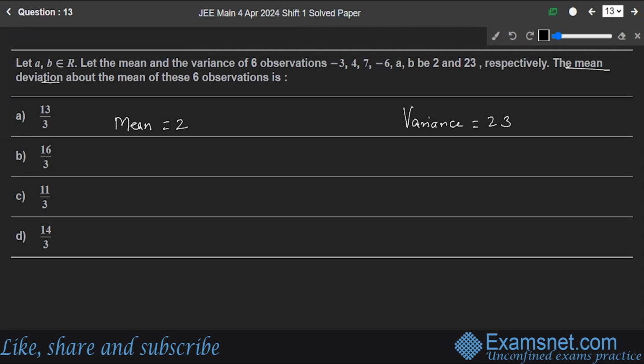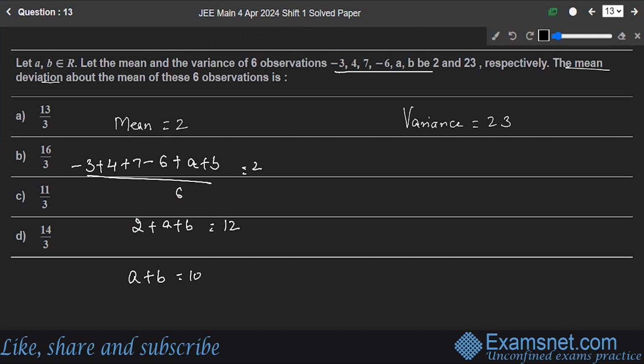So first thing, mean you are given, these are the 6 observations. Mean is calculated as minus 3 plus 4 plus 7 minus 6 plus A plus B divided by 6 is equal to 2. This gives me 2 plus a plus b is equal to 12, or a plus b is equal to 10.